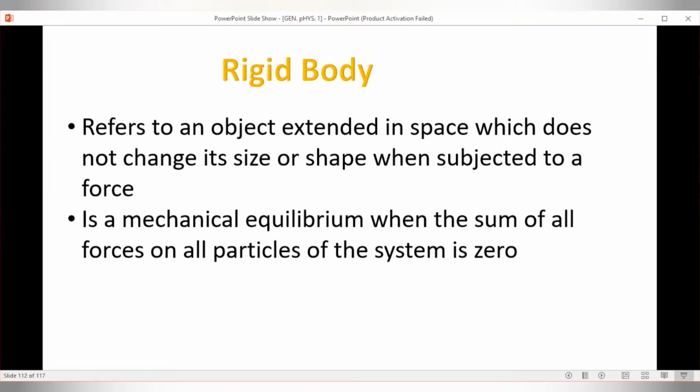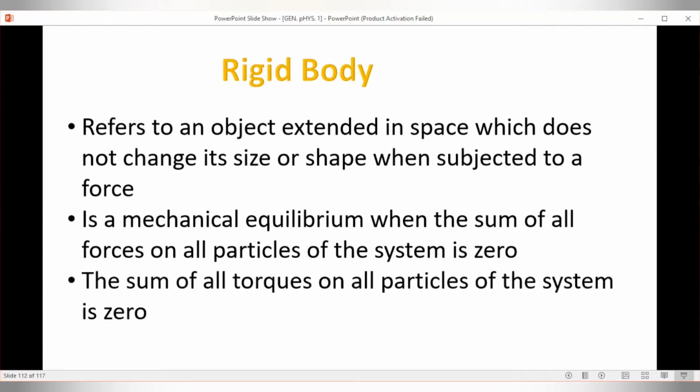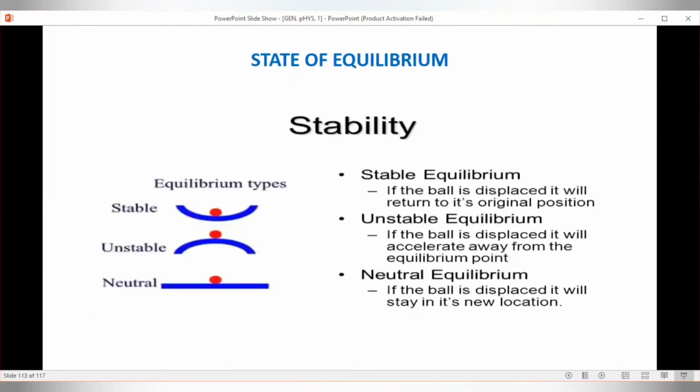It is also a mechanical equilibrium when the sum of all forces on all particles of the system is equal to 0, and the sum of all torques on all particles of the system is equal to 0. For us to state its equilibrium, the stability, let us determine the different types of equilibrium. We have here the stable equilibrium, the unstable equilibrium, and the neutral equilibrium.